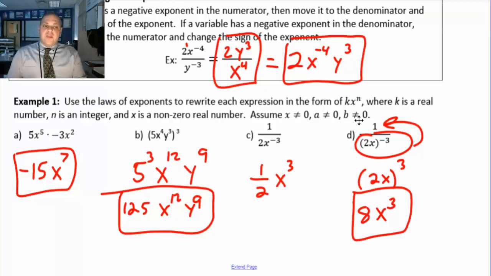I want you to notice the difference between C and D. The only difference is they put parentheses around the 2x, and here they didn't. So here, without the parentheses, the 2 stays in the denominator, so it's 1/2. But here, with the 2 in parentheses, that 3 applies to it, which became 8. Not only that, because it was a negative 3, it moved it to the denominator. So that made a big difference having the 2 in the parentheses, and here having it not in the parentheses.